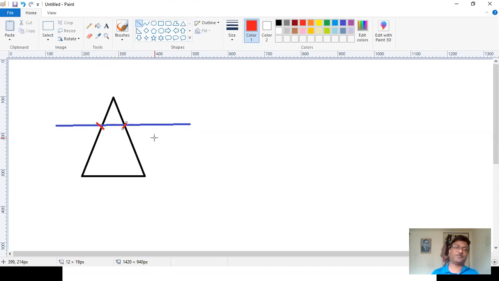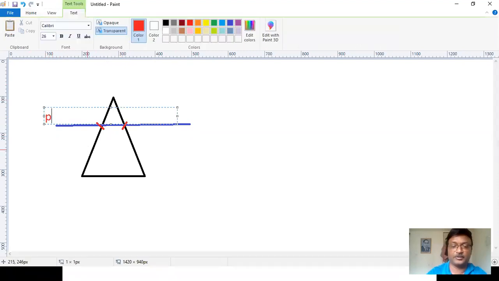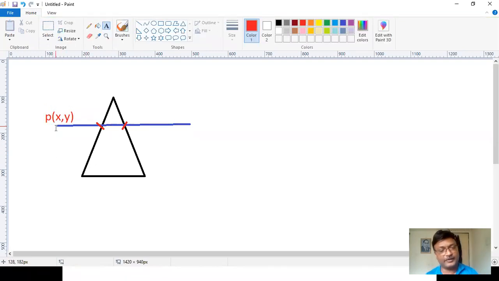So 2 is the even value, which means this point is outside the polygon. Suppose I have considered the point P over here, P that is x, y. This is the point I have considered, and then I have drawn this line. Check for another condition so that you can easily understand.